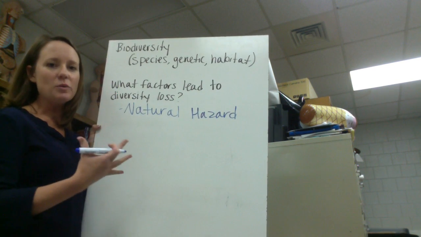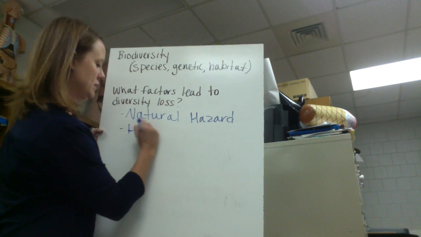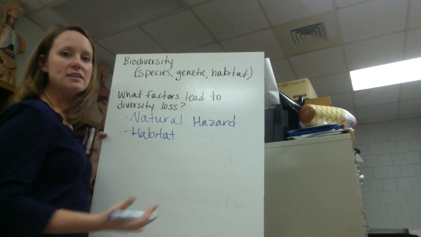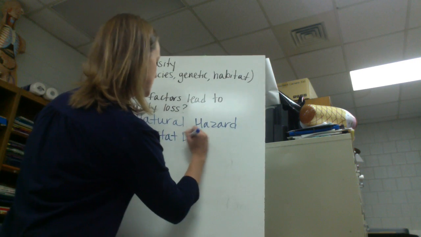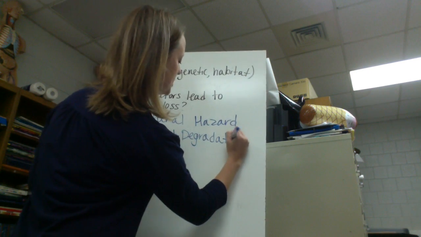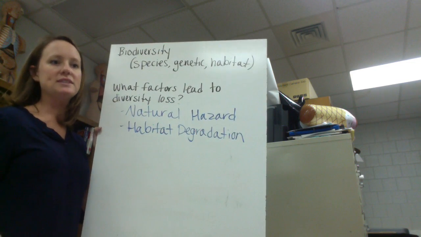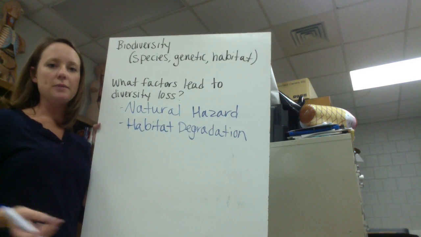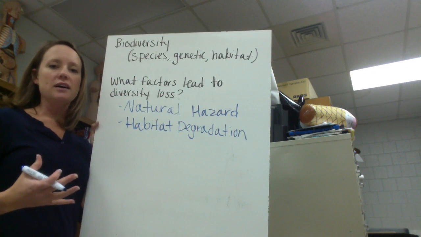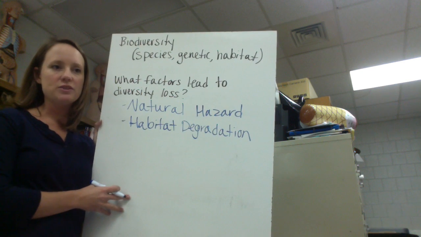All right, the second one we do have control over, that is habitat degradation. And that is when we are exploiting the resources, taking those away from other species. That can be fragmentation. If we build roads through an ecosystem, if we are cutting down trees, developing areas, we are causing loss of ecosystems, loss of habitat, and that can decrease diversity.